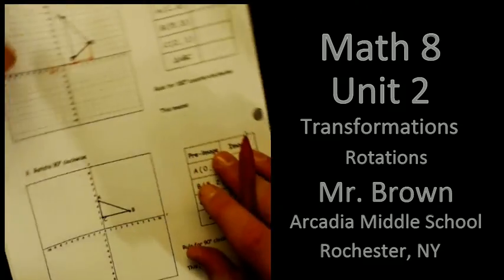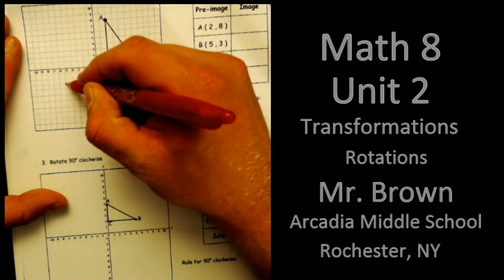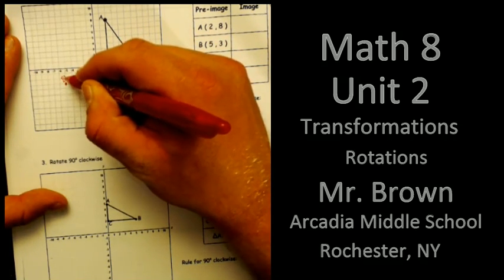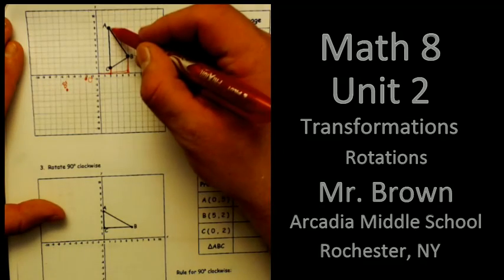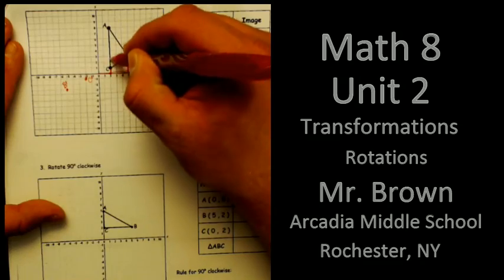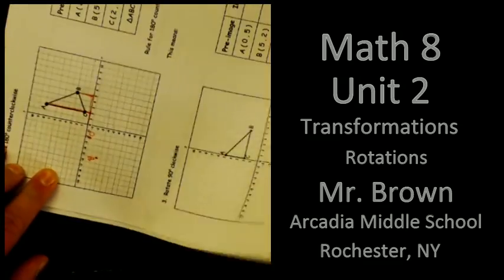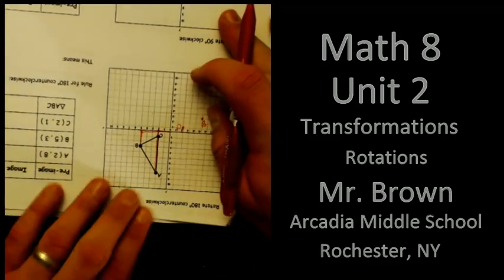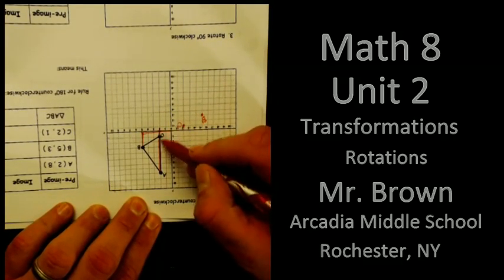So that's what we're going to do right here. We're going to go back 5 and down 3. That's where B prime is going to be. And last but not least, there's A. To get to A, you go over 2 and up 8 again. If you rotate this 180 degrees, you'll find out to get to A, it's actually back 2, down 8.